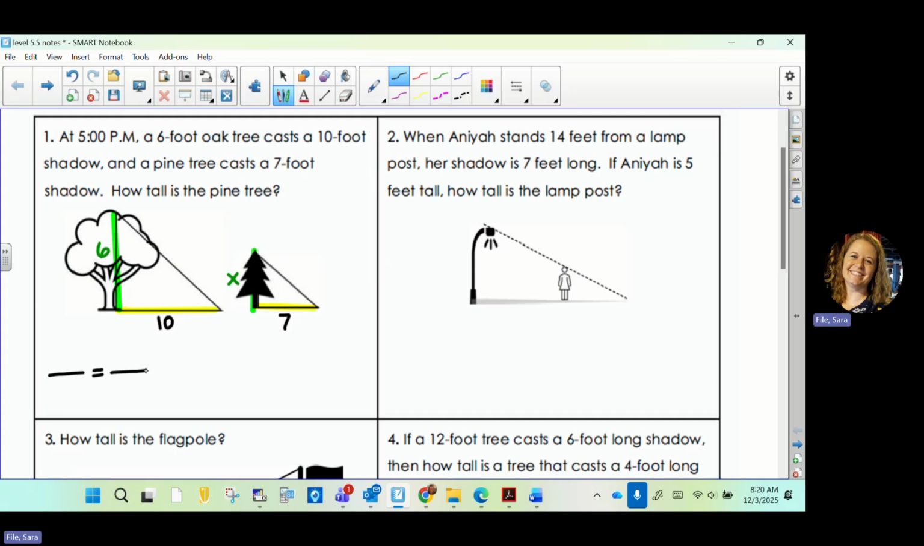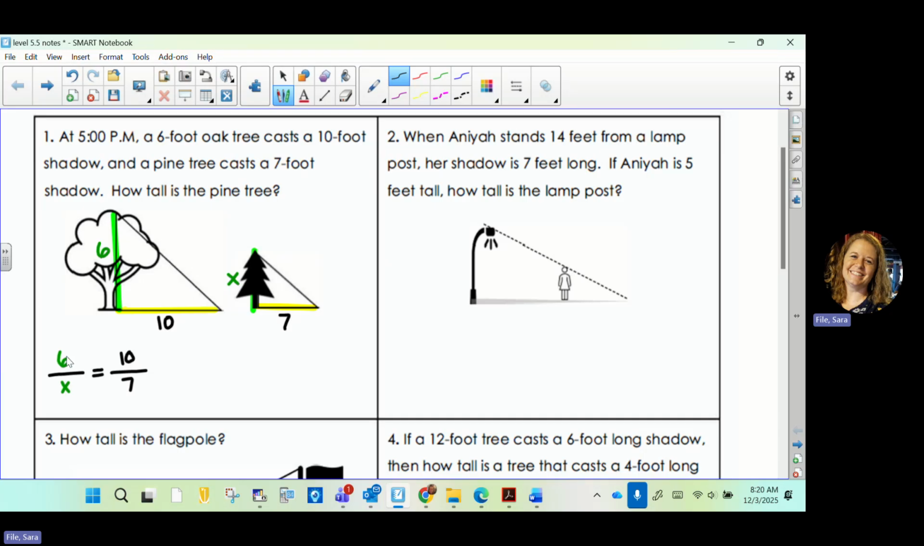Okay, so I could do 6 is to x. So I'm going tree to tree, oak to pine. Then what would the other ratio be? Say it again. 10 to 7. Because I went oak to pine, left to right, I have to go left to right again. I have to be consistent.